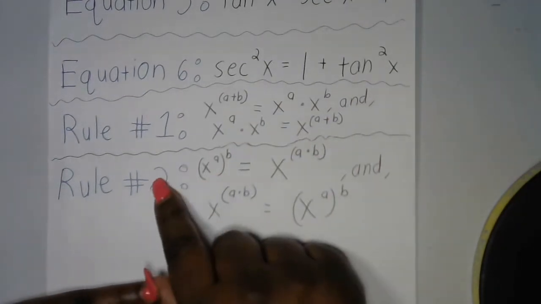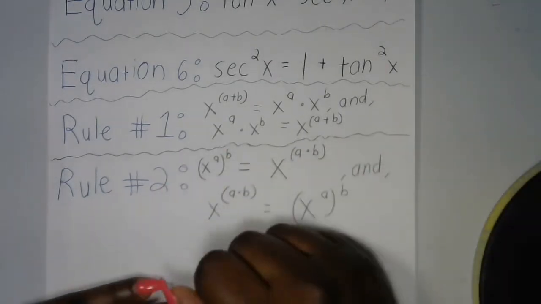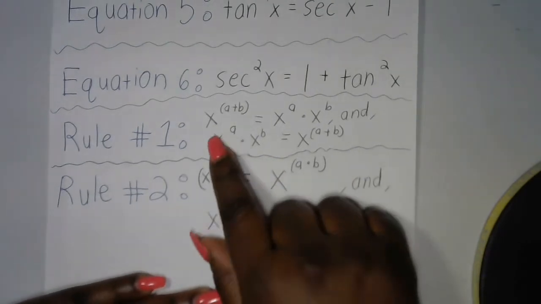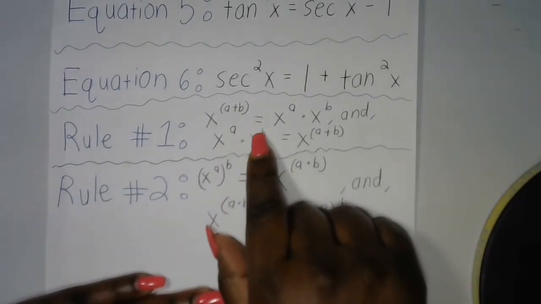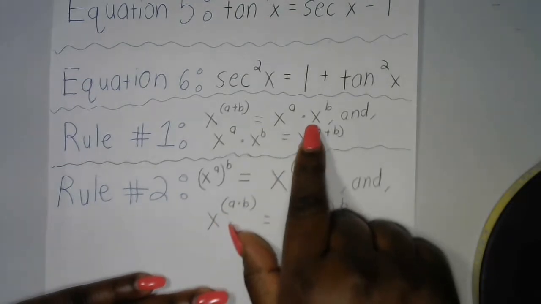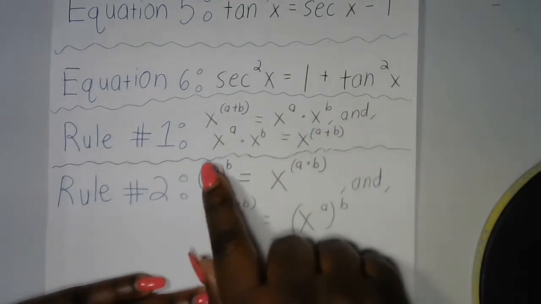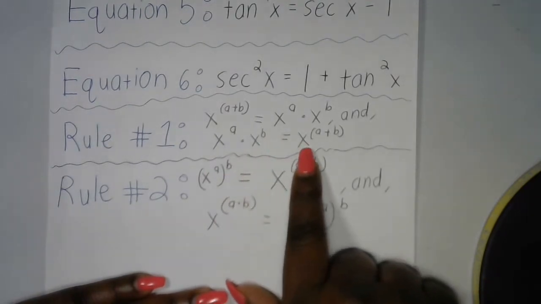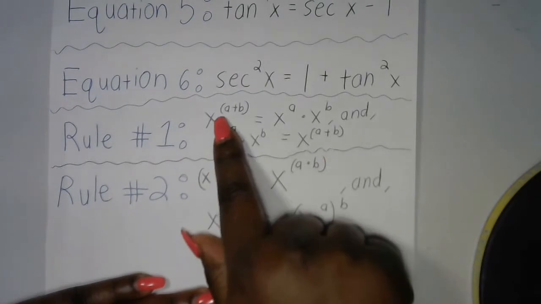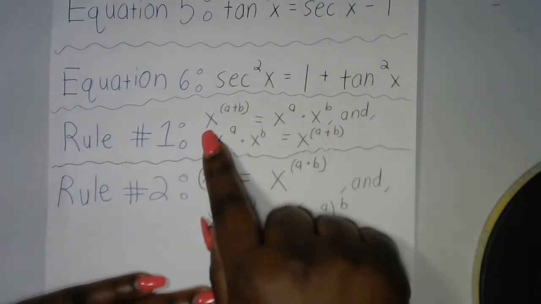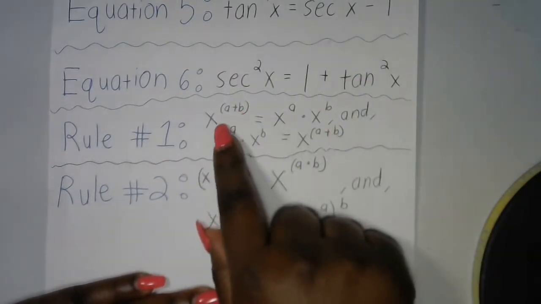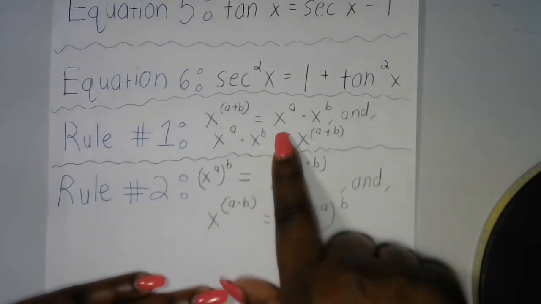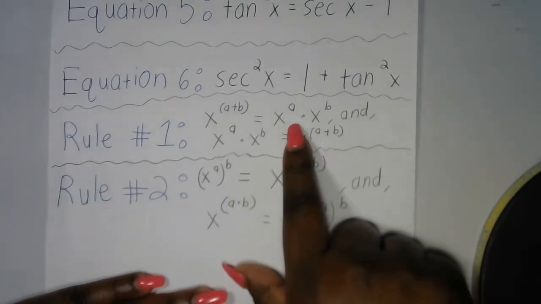Rule number 1 and rule number 2 are just algebra, but it's important for this topic, so just a reminder. x to the power of a plus b is equal to x to the power of a times x to the power of b. And also in reverse, x to the power of a times x to the power of b is equal to x to the power of a plus b. So x raised to the power of a plus b can be broken down into x to the power of a times x to the power of b.